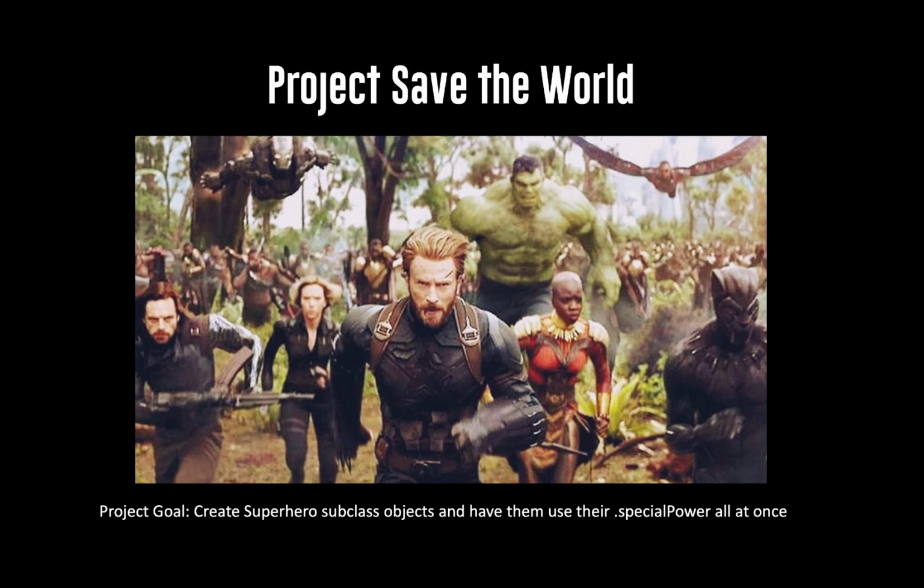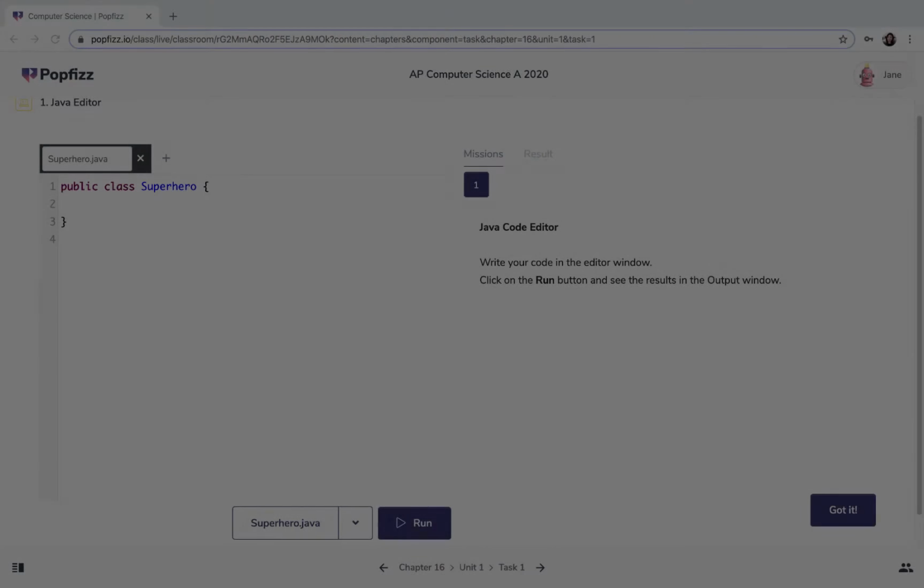So here is our coding project. Project Save the World. The goal is to create superhero subclass objects and have them use their special power all at once. Let's create the project from scratch, and I'm going to pull my editor from PopViz. If you have the Java course on PopViz, you have this editor too. If you have other software or other editors, that's fine. If you'd rather code in paper and pencil, that's okay too.